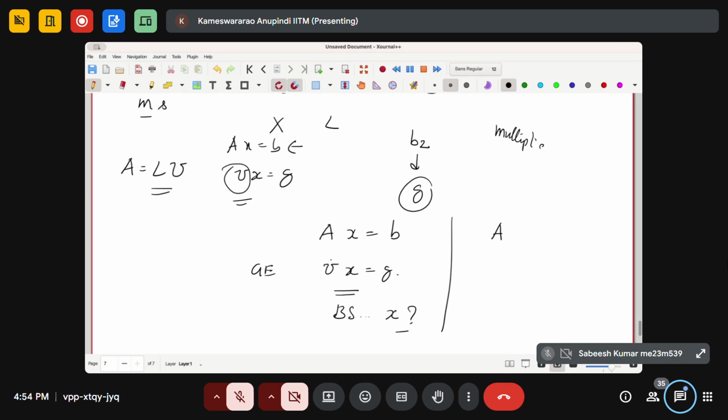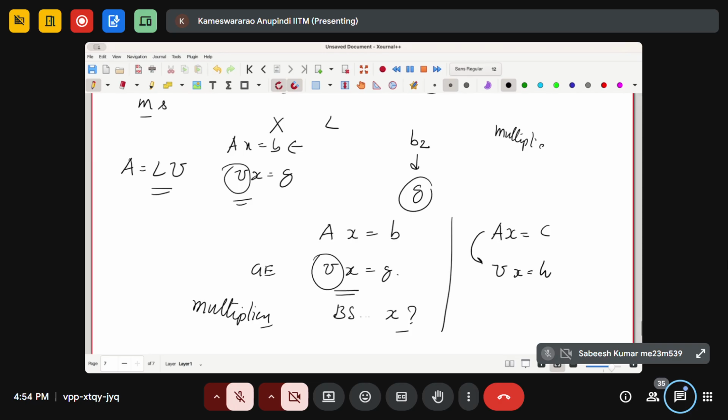Once you're done, you obtained U. You don't have any copy of multipliers or anything like that. Now I ask you to calculate again Ax equals C, where C is another right hand side. What will happen again? You will do row operations and make this Ux equals some right hand side. Instead of G, let us say Ux equals H.